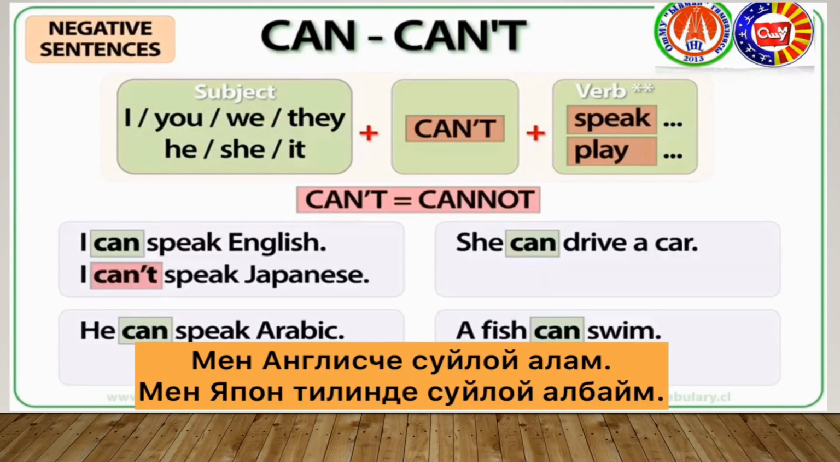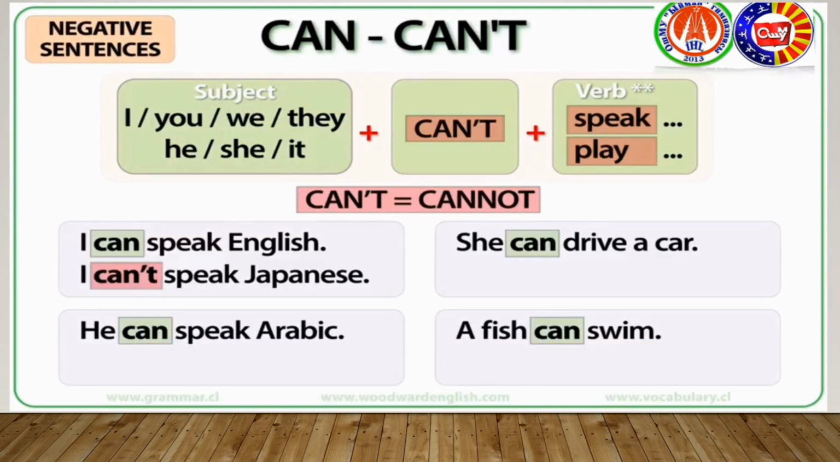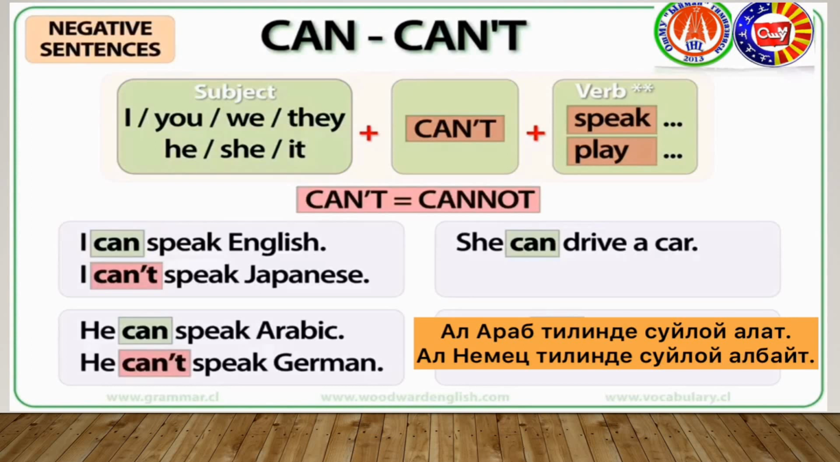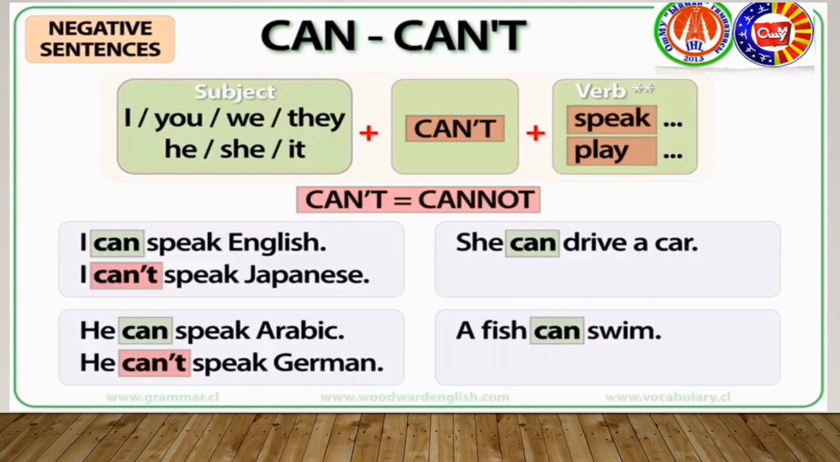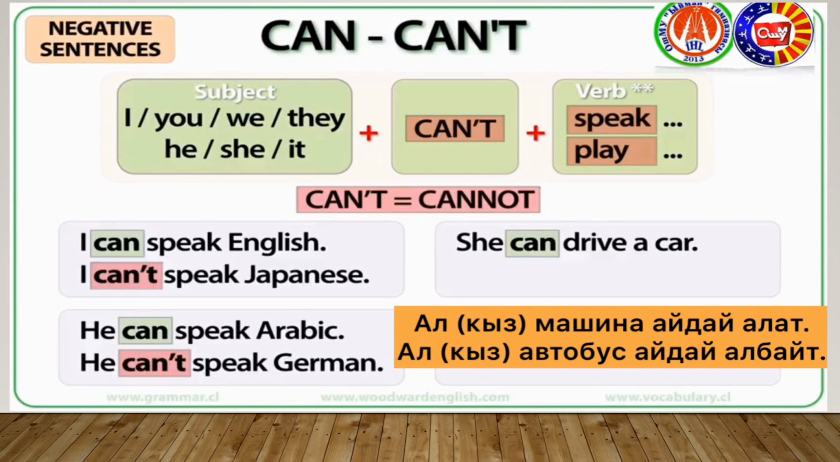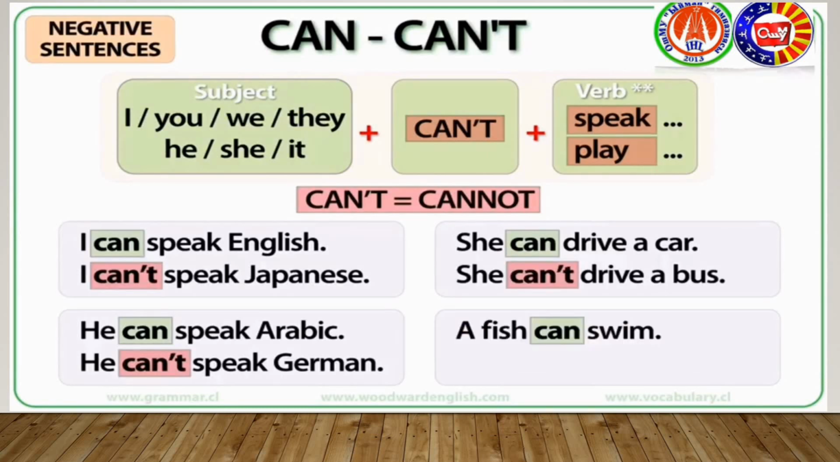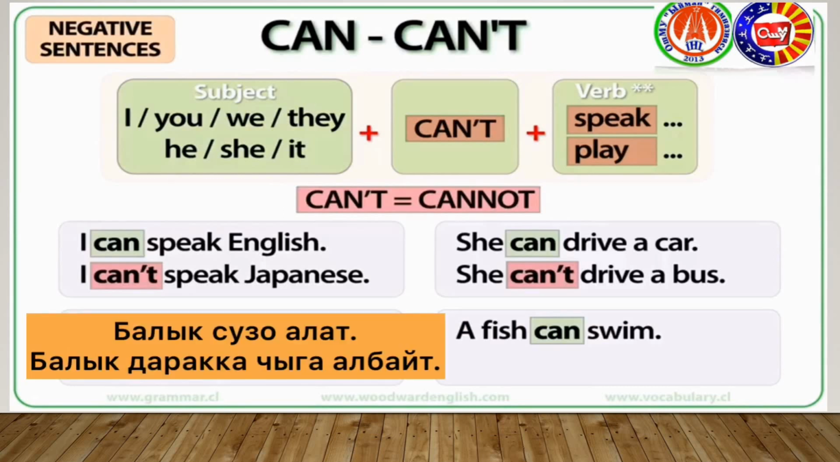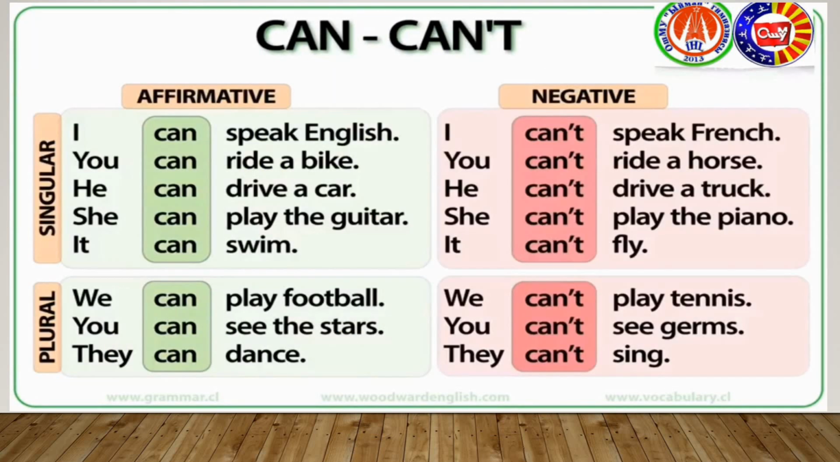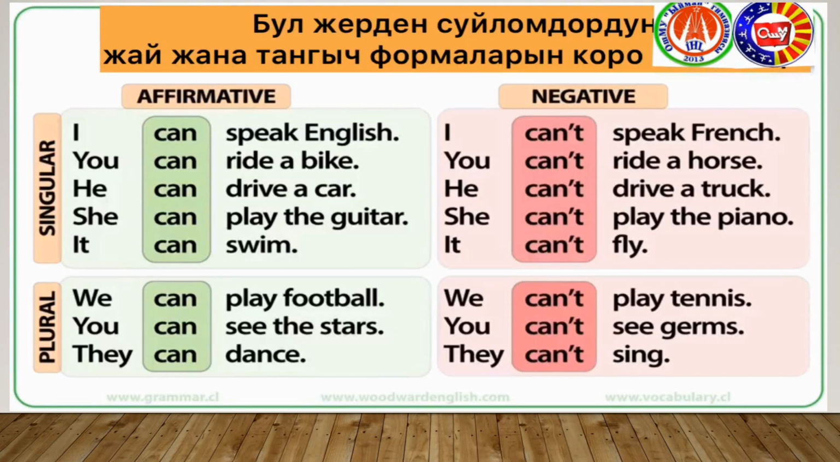For example, I can speak English. I can't speak Japanese. He can speak Arabic. He can't speak German. She can drive a car. She can't drive a bus. A fish can swim. A fish can't climb trees. Here you can read the affirmative and negative forms of sentences with singular and plural subjects.